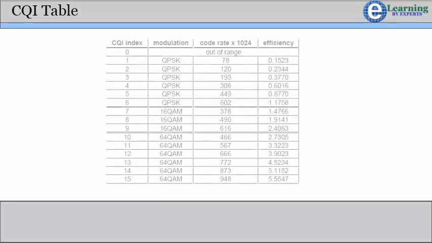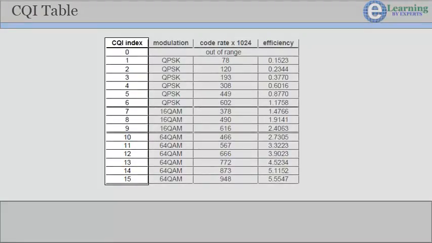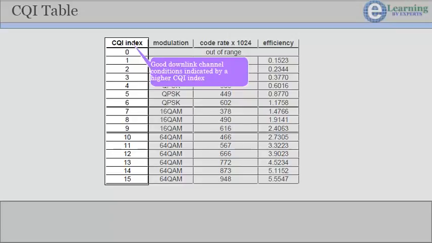The CQI index is the UE's indication of downlink channel quality, and therefore the rate at which the ENB can schedule downlink data. Good downlink channel conditions indicated by a higher CQI index will use a higher order modulation scheme, a lower effective coding rate, and be able to achieve higher spectral efficiency for downlink transmissions.